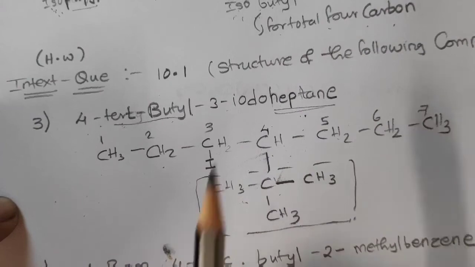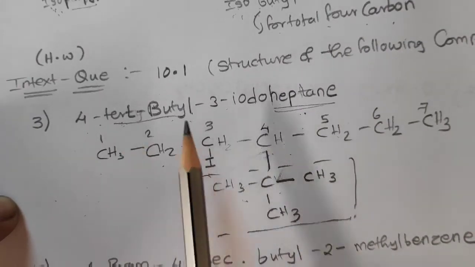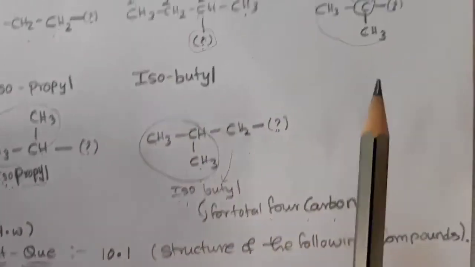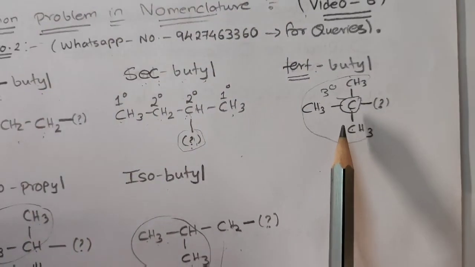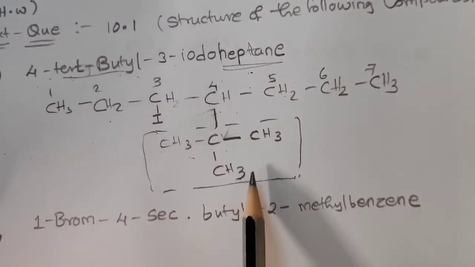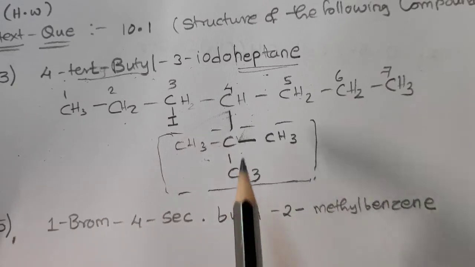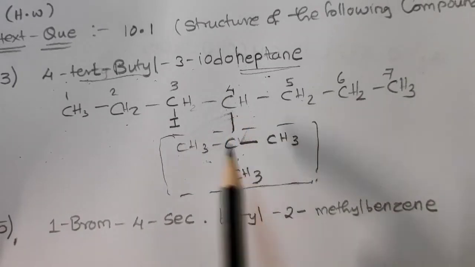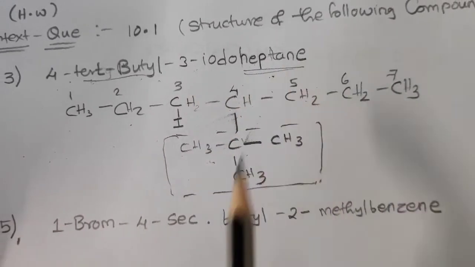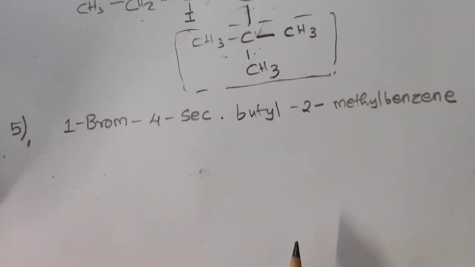So now it will be clear. Now here, this is which one? Tertiary butyl. What we have written for tertiary butyl, can you see here? Yes or no? The same thing we have substituted here like this, right? So this is your 4-tert-butyl-3-iodoheptane. Same way, one more example is there.